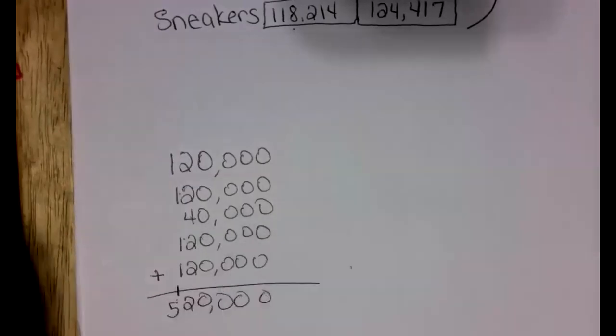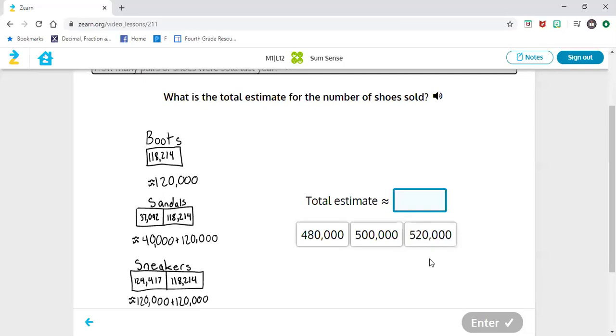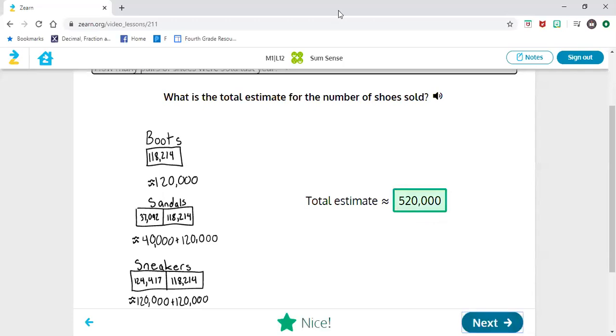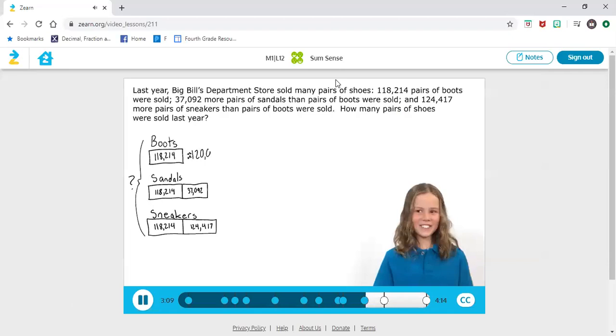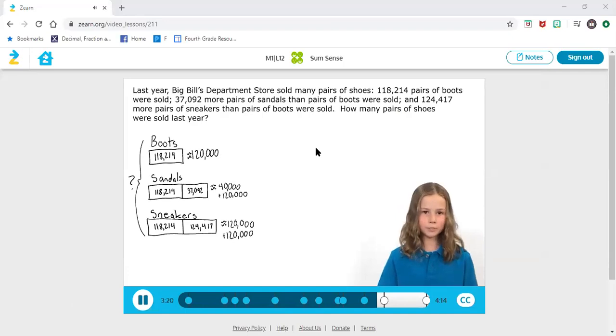So we're estimating that we sold about 520,000 shoes. The next thing I did was round all the numbers to the nearest 10,000th place so I could check if my answer was reasonable. When I added them up, I got about 520,000 pairs of shoes.